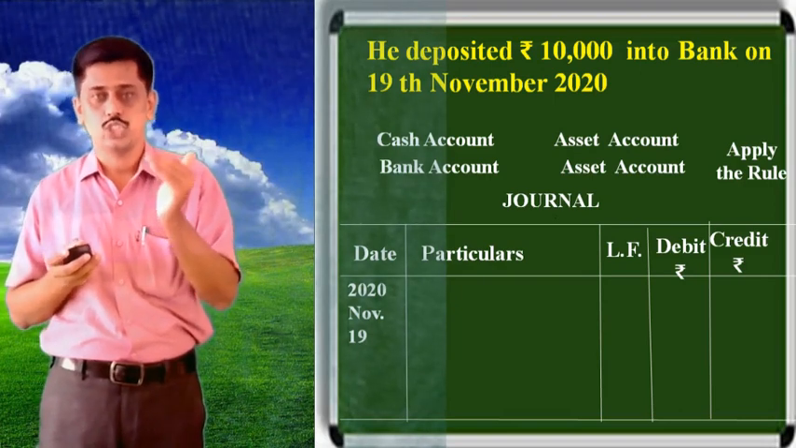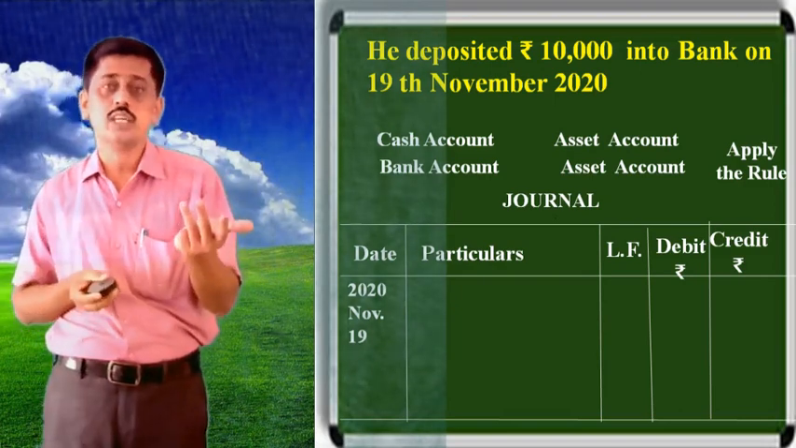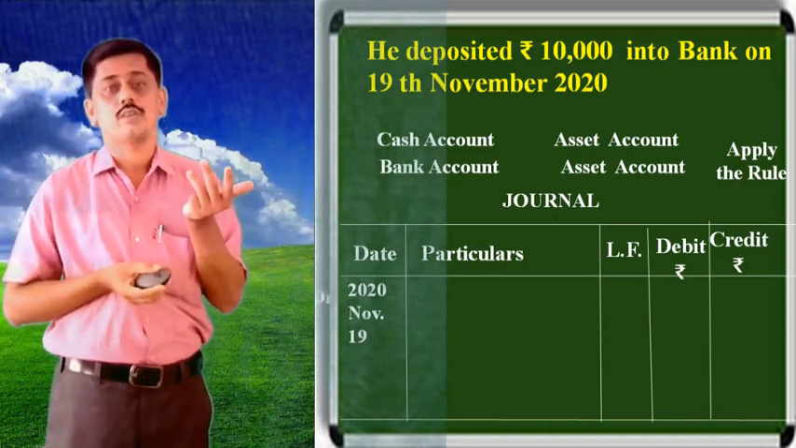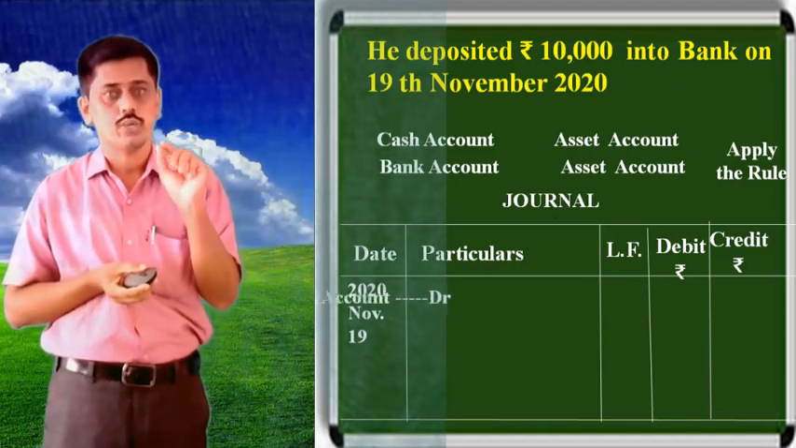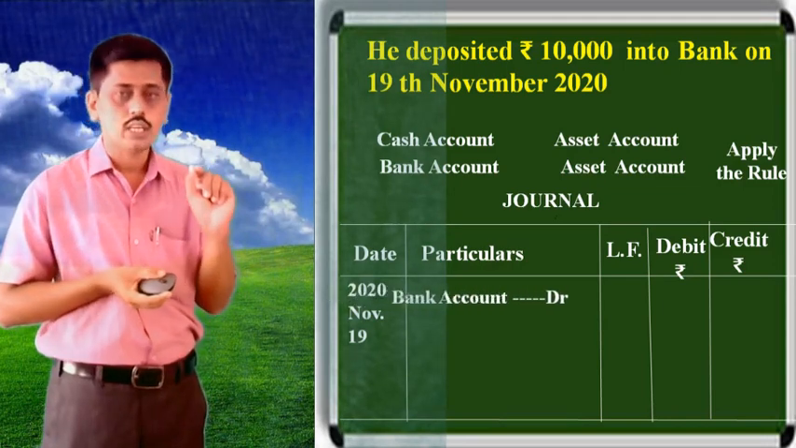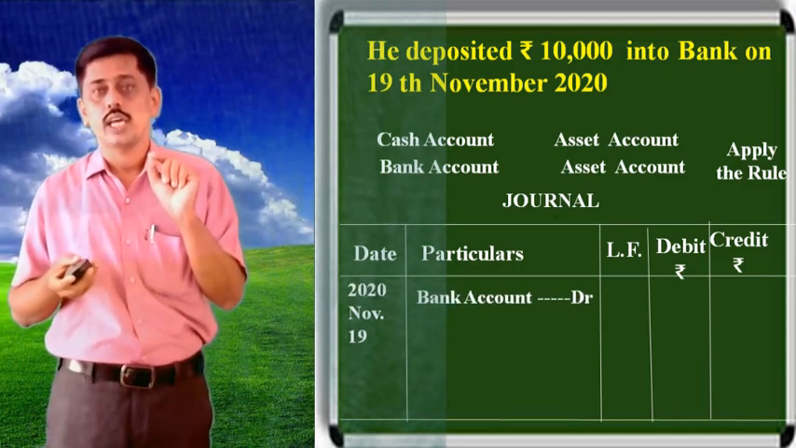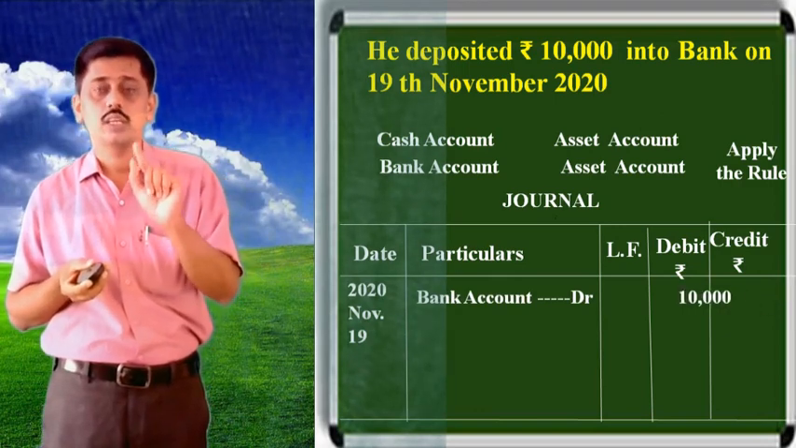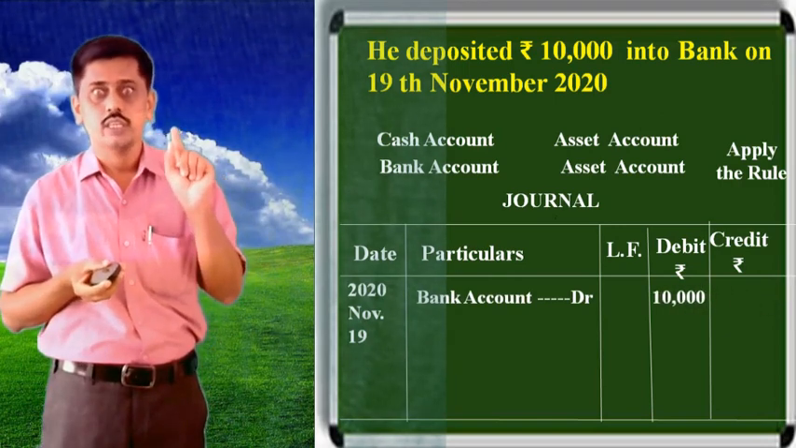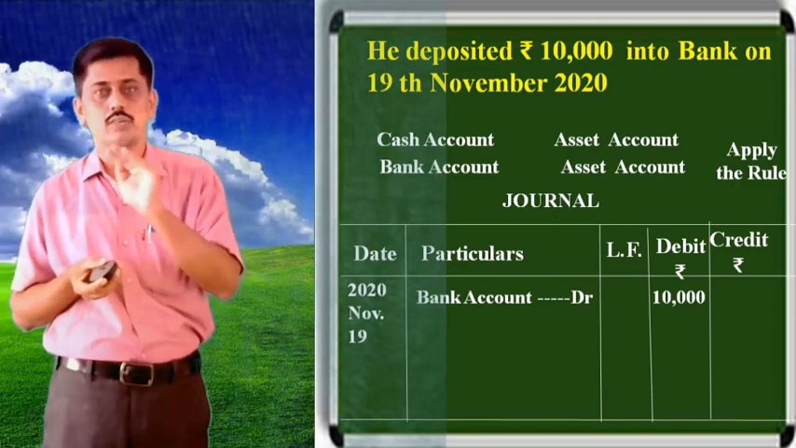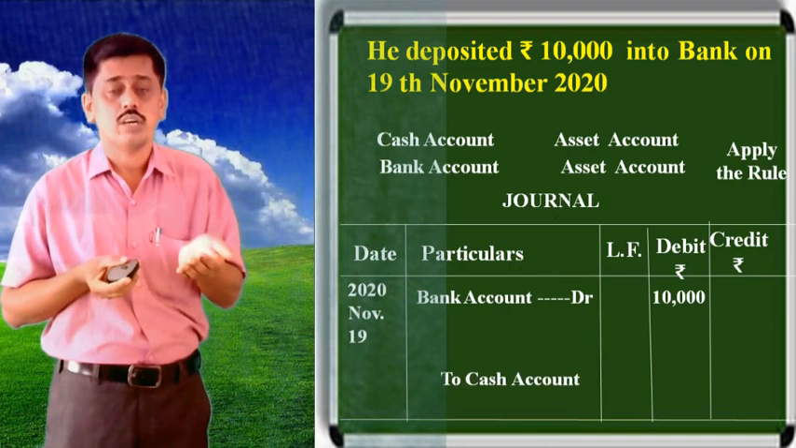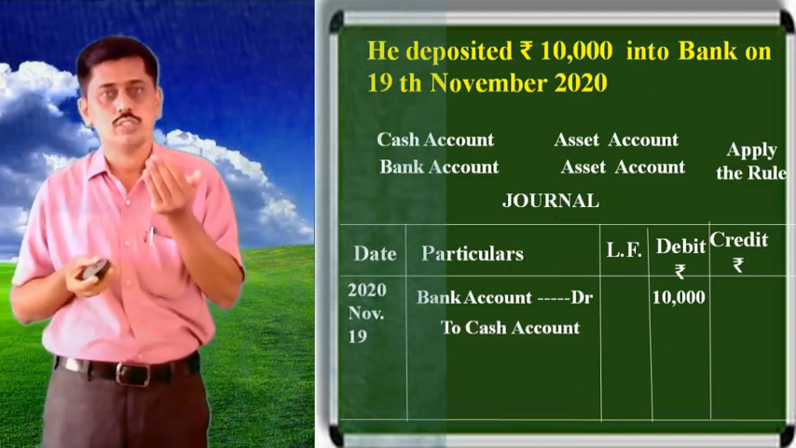Now make the journal. Which account is to be debited here? Bank account is to be debited. So write first the bank account. The account to be debited should be written first. Bank account debtor. Amount, how much? 10,000. Write it in the debit column. Remember, the amount to be debited should be written in the debit column. Bank account debtor rupees 10,000. To which account? To cash account. Bank account debtor rupees 10,000 to cash account.